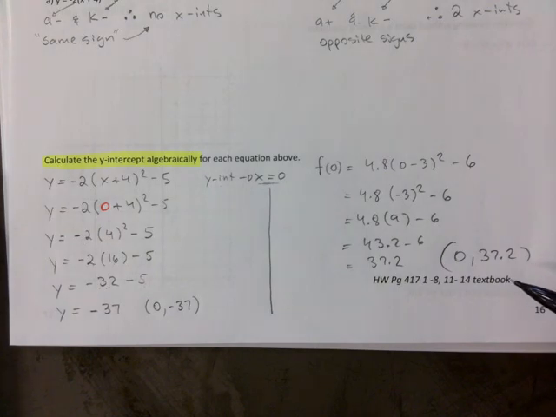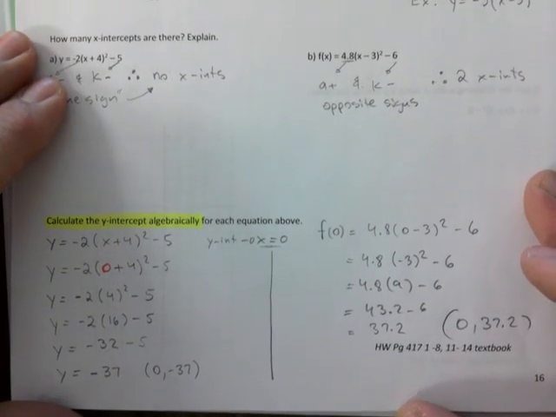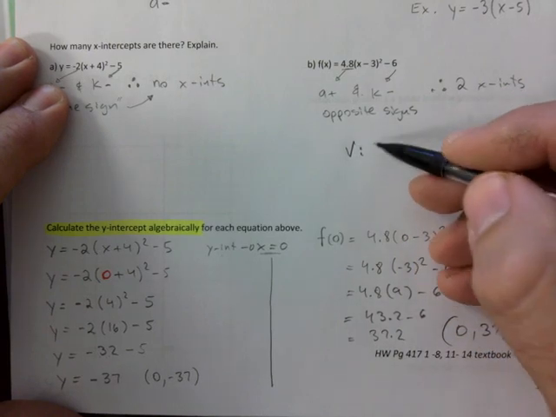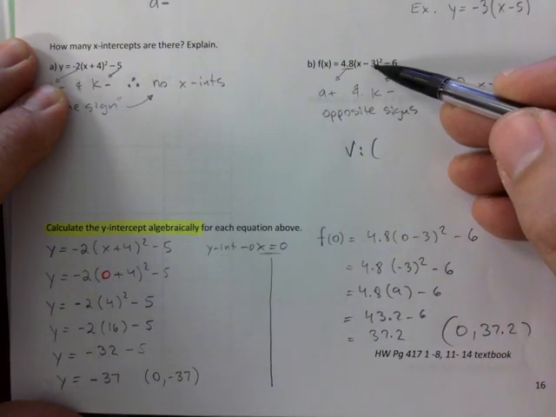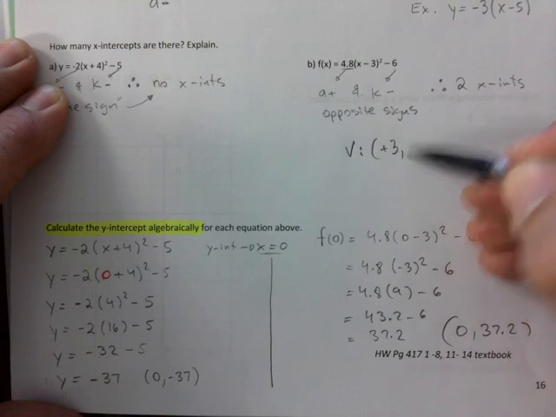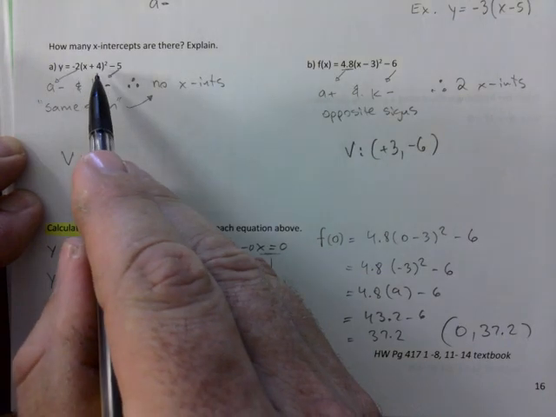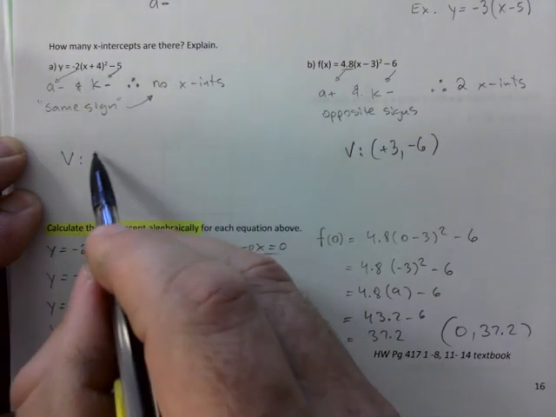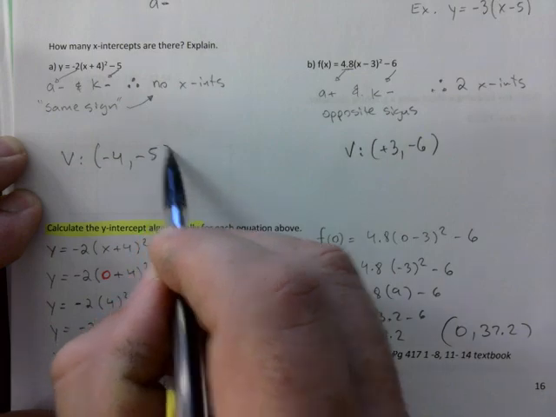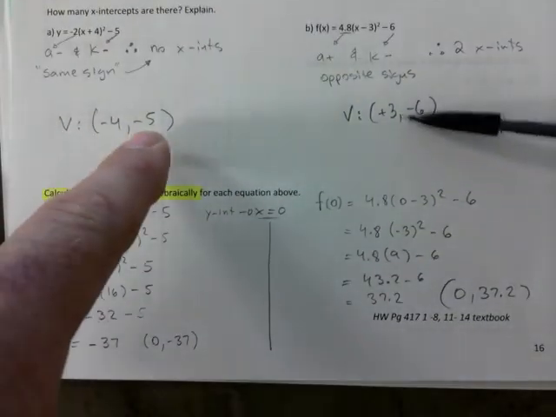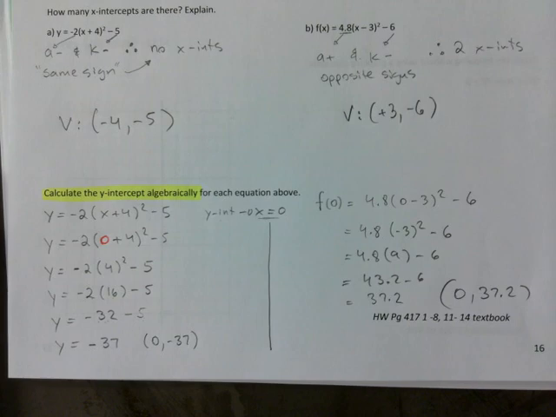Okay, so you actually know 2 points already for this one. You know what the vertex is, right? Let's go back up and just state that. The vertex would be what for this one? Positive 3, negative 6. And the vertex for this one would be negative 4, negative 5. So for both of these graphs, you have 2 points just like that. Boom, right? You're very close to finding a third and then graphing it if you wanted to. Okay.